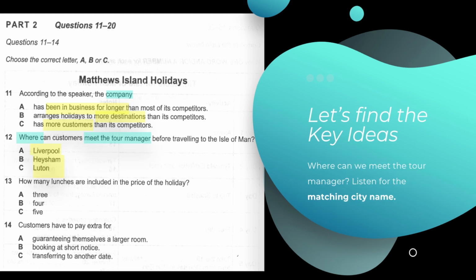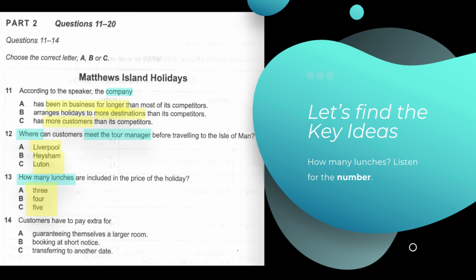Number 12. Where can we meet the tour manager, right? And now we have to listen for a location. We need to match this city's name. Just listen for the answer, right? If they don't say Liverpool, it's not Liverpool, right? So it's not so bad. How many lunches? Now we need to listen for a number.